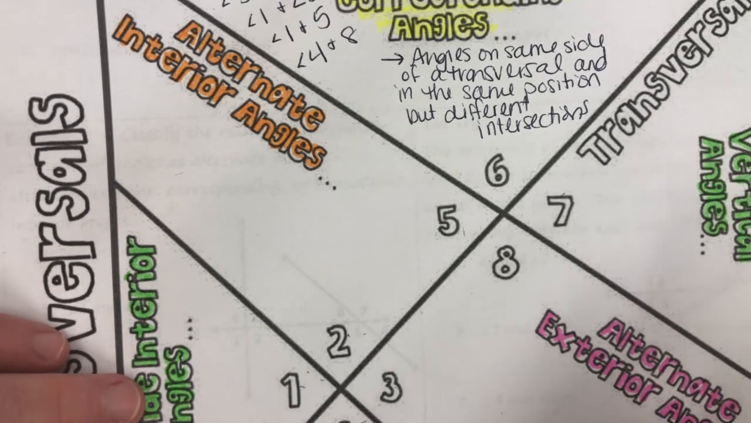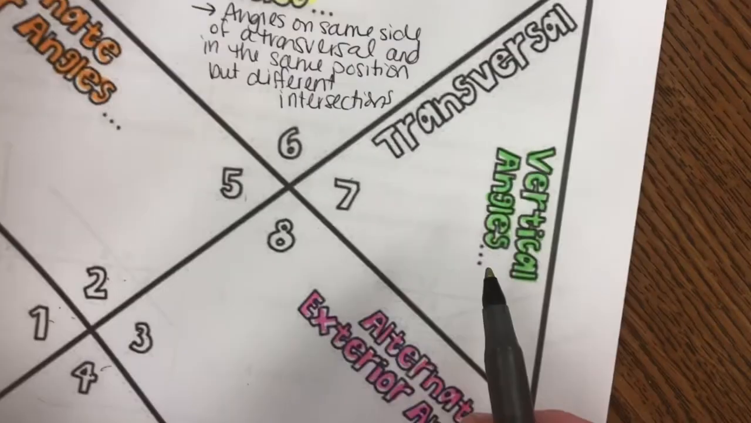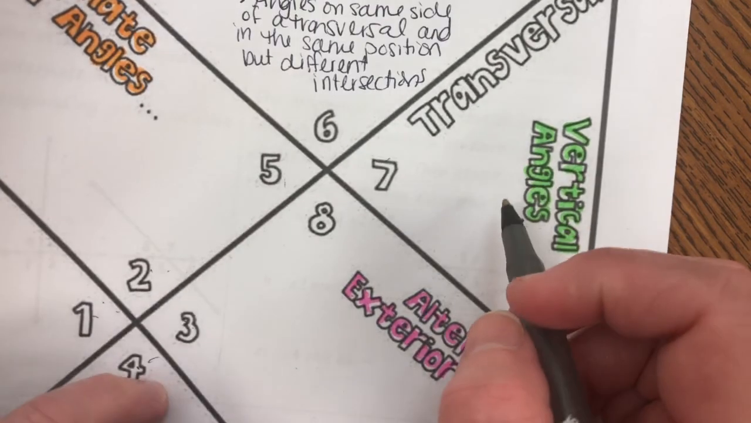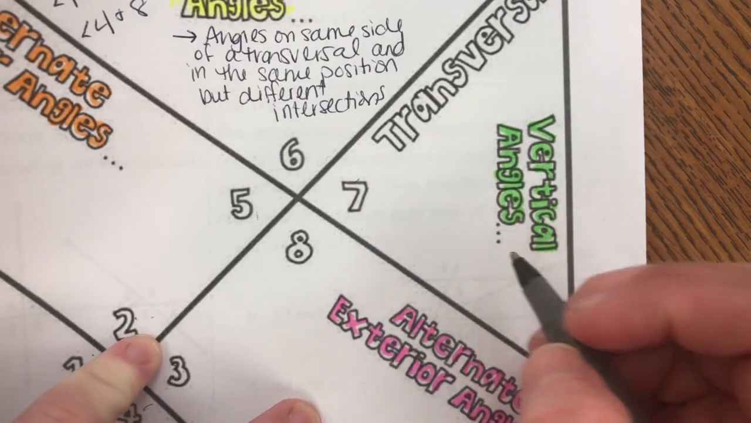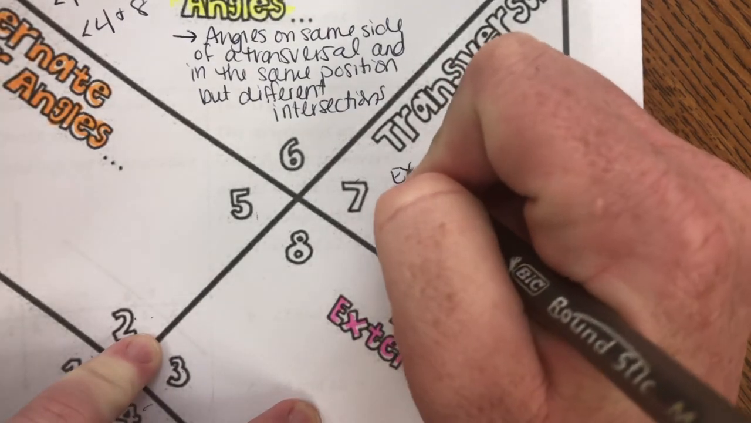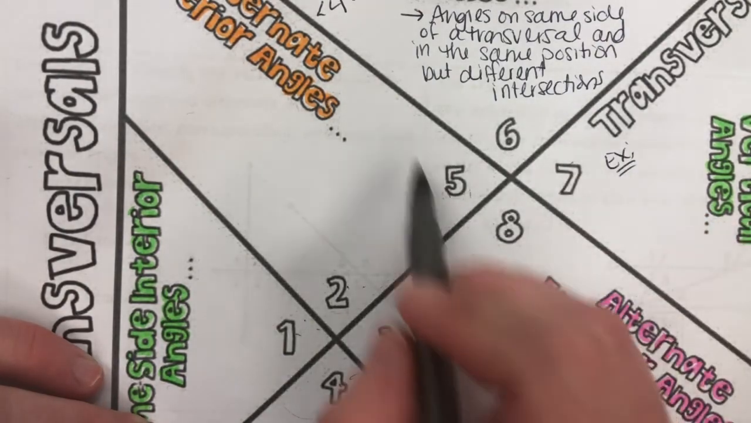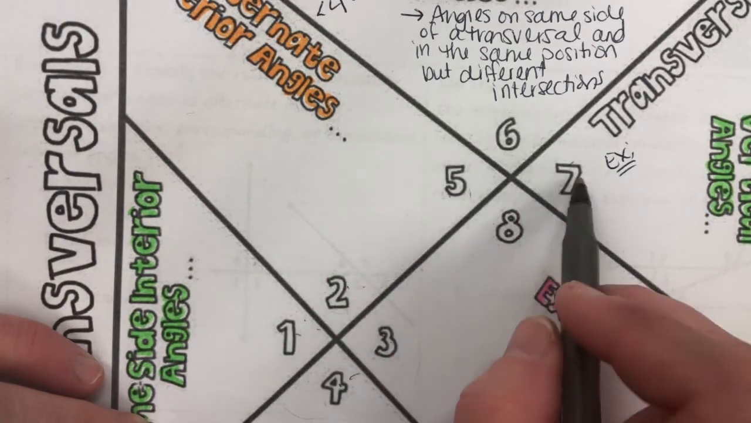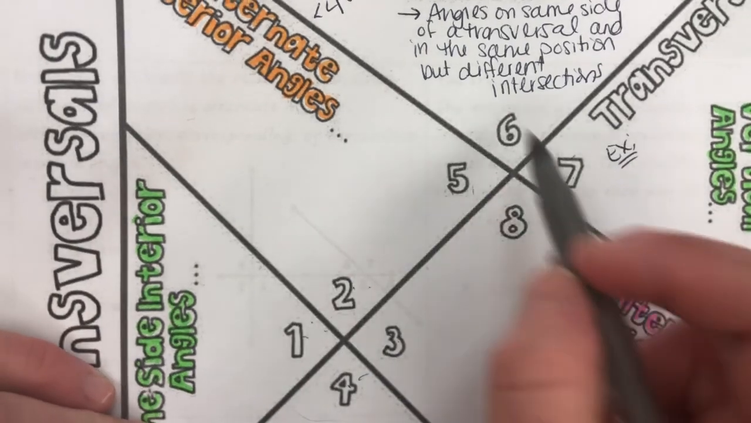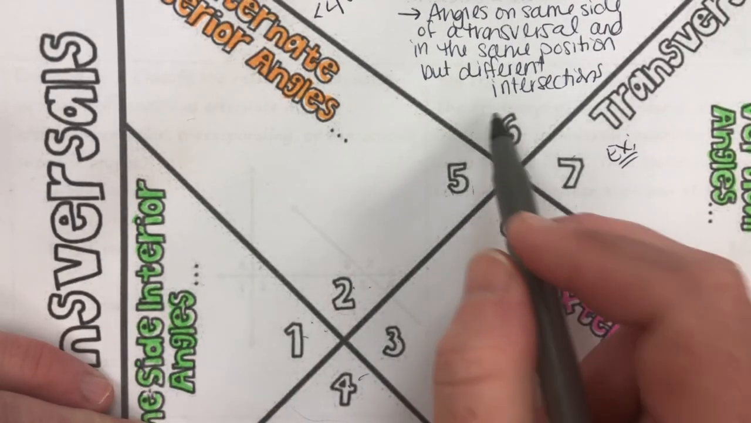Okay, then we have vertical angles. We'll do that one next. You've already learned vertical angles. It's the bow tie angles, right? So for example here, vertical angles would be 5 and 7. They're created when two straight lines intersect. They're across from each other. It looks like a bow tie. Same with 6 and 8. 6 and 8 are vertical angles.